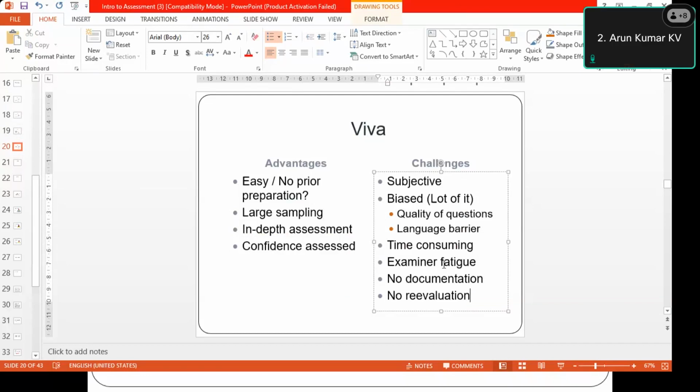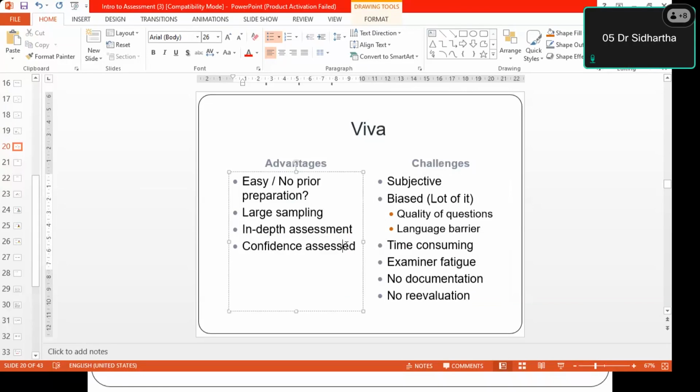Sir, among advantages, it is an immediate assessment or a faster assessment. Economical. Economical or not economical? Advantage or challenge? Economical. It's an advantage.